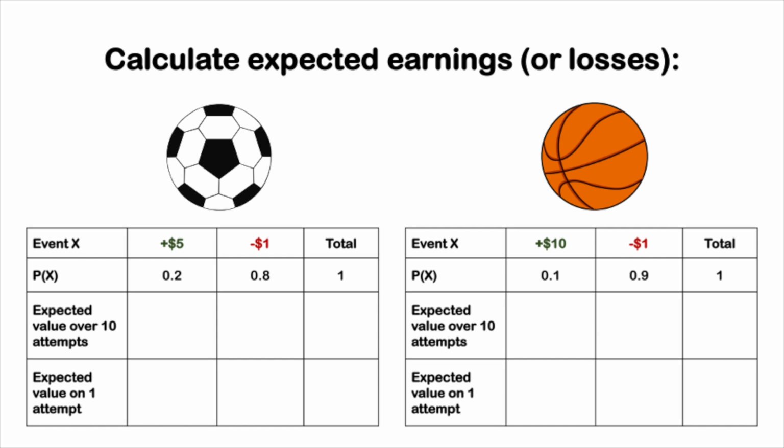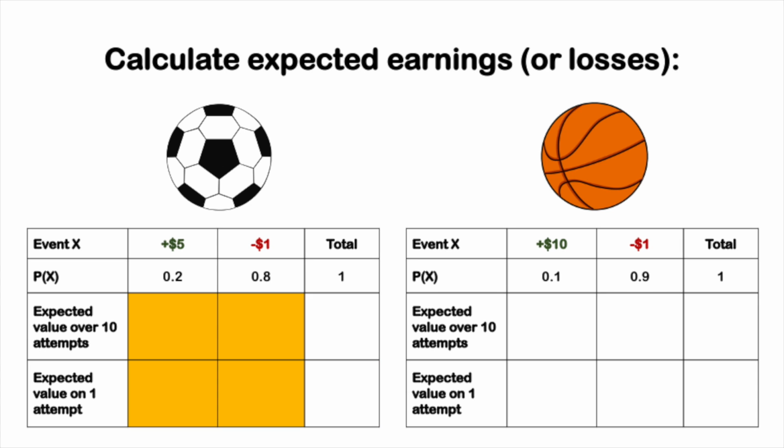Here we've mapped out the expected values for both games. Money won from successes, money lost from misses, and the combination of the two. We've also created two rows, one for expected value over 10 attempts, and one for expected value on 1 attempt. Now I challenge you to pause your video and really try to fill out the table for yourself for the soccer game. Okay, I'll give you a quick hint.